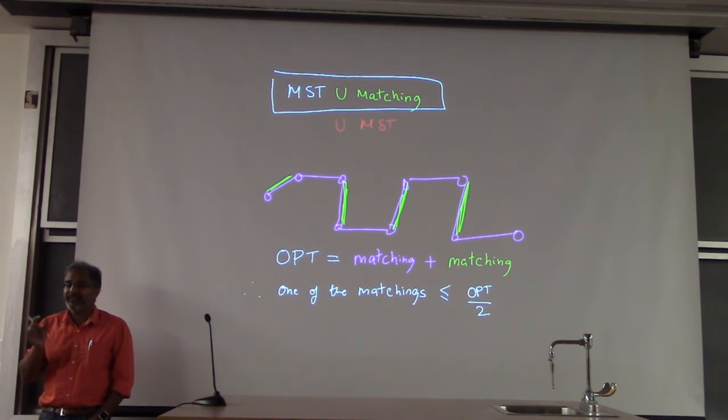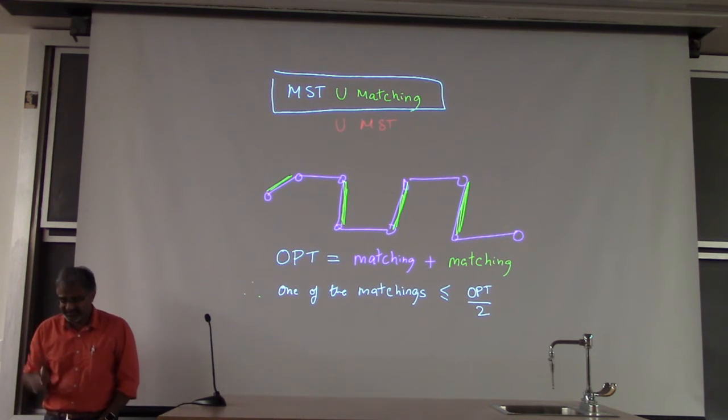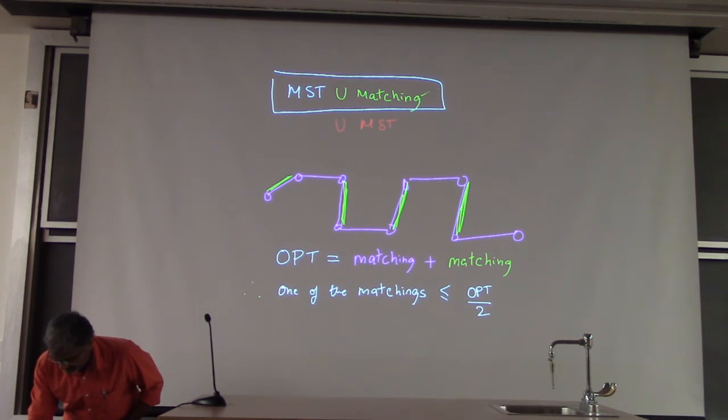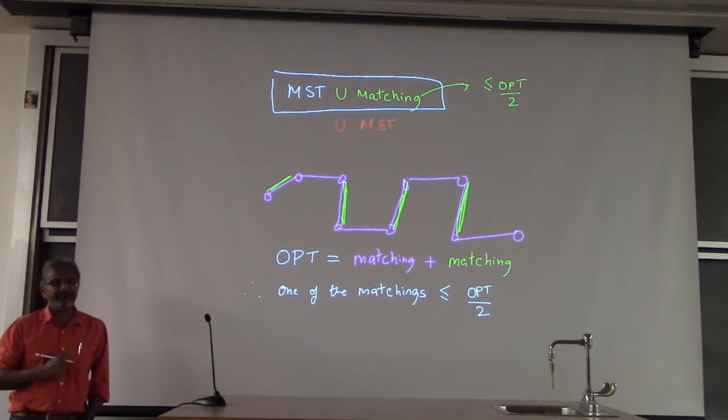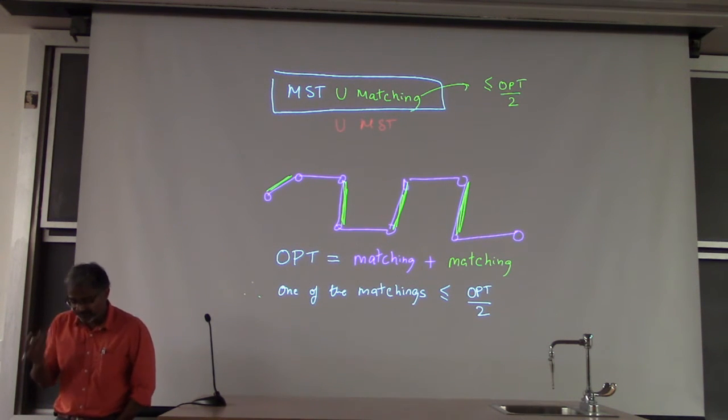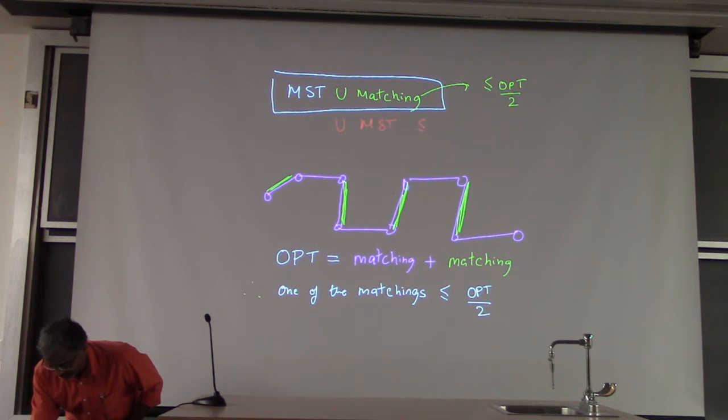And therefore, if in fact the matching we constructed, the green matching on the odd degree vertices, was a minimum cost matching, then we can now say that this matching is less than or equal to opt divided by 2. And therefore, the size of this new Eulerian graph, remember our old Eulerian graph we said was less than or equal to 2 times opt, this new Eulerian graph is less than or equal to 3 over 2 times opt.